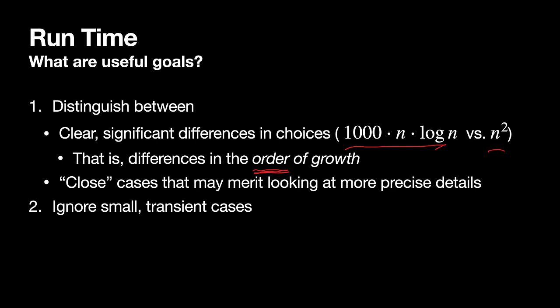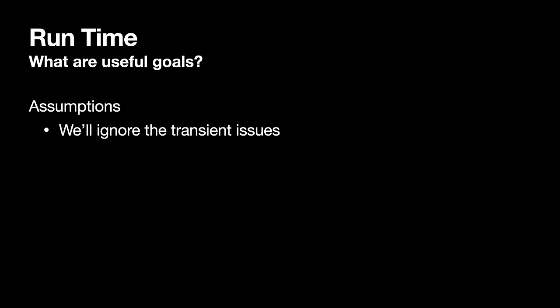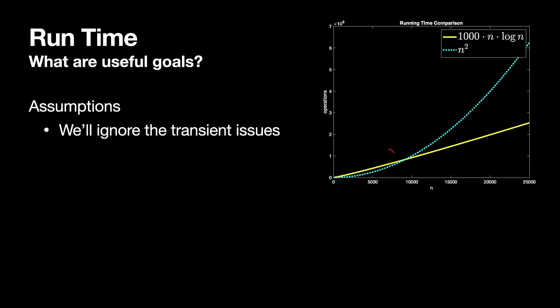A second goal is to try and ignore the small transient things. So we also saw how in our 1000 n log n function versus the n squared function that there was a period of time when n is relatively small where the n squared variant requires fewer operations, less work. So what are some useful goals? So we'll ignore the transient issues. So again, we'll kind of ignore the stuff that happens when our n, the size of our problem, is relatively small.